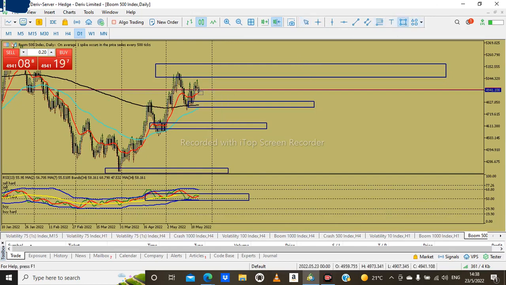Let's do this. Boom 500. Let's do a sell up to here, and let's see what price will do. If it sells up to here, then it's going to continue up. So we are selling Boom 500. Sell on smaller time frame. Then we are buying. We are buying on the 200.